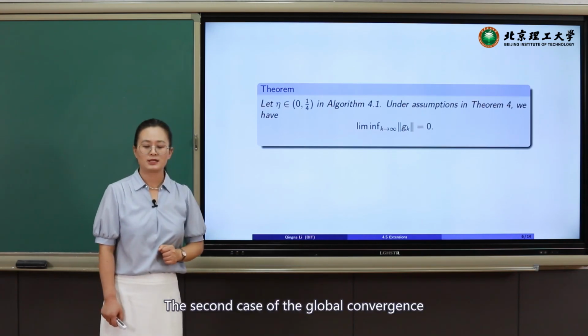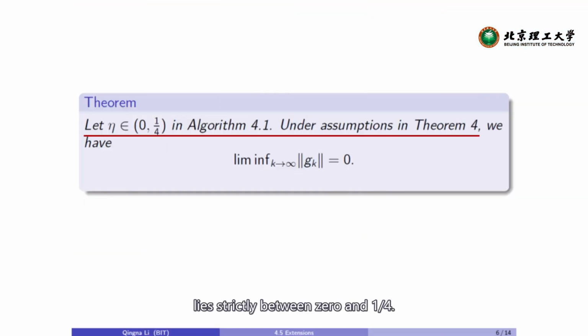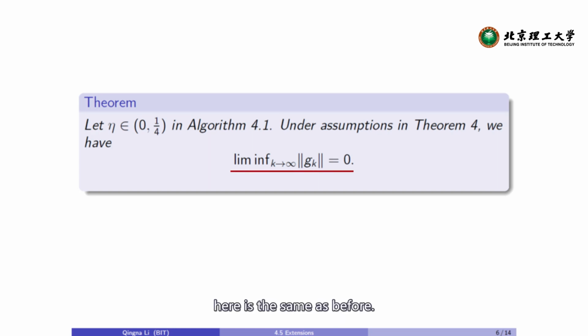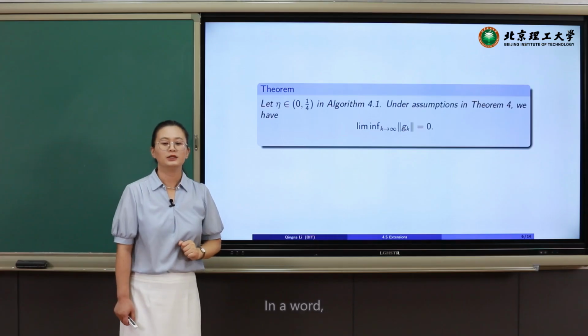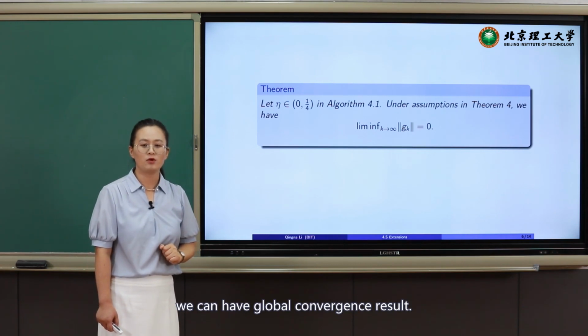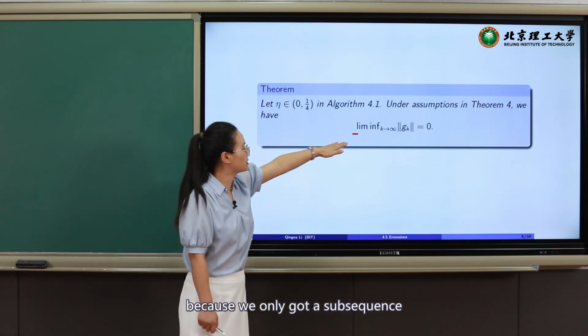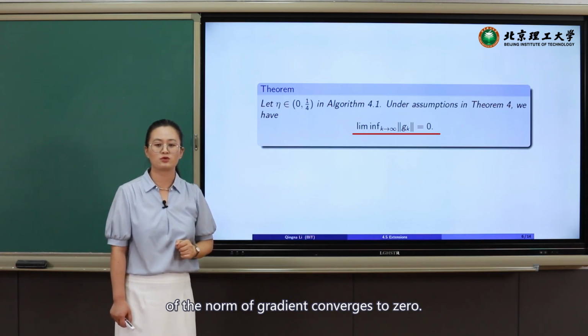The second case of the global convergence is the case that eta lies strictly between 0 and 1/4. For this case, we need another way to prove the result, so we put it in a separate theorem. The settings and the assumptions are the same as before, and the result is also the same as before. We still get a weak global convergence result. In a word, for trust region methods, under certain conditions, we can have a global convergence result. However, it is only in the sense of weak global convergence, because we only get a subsequence of the gradient norm converging to 0.